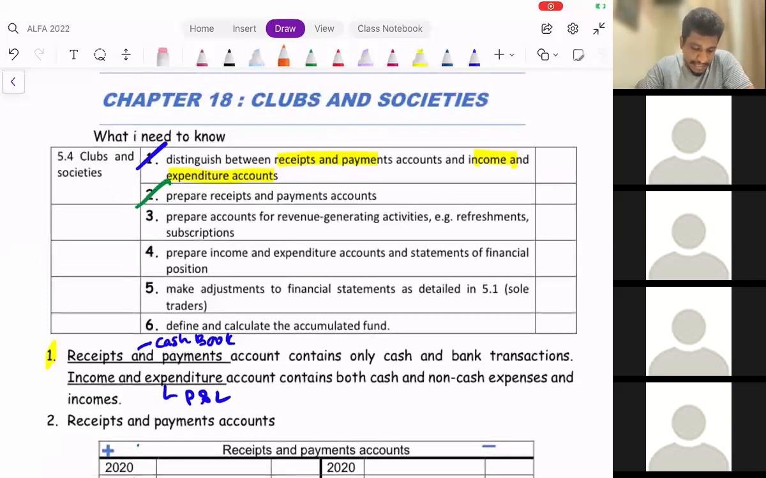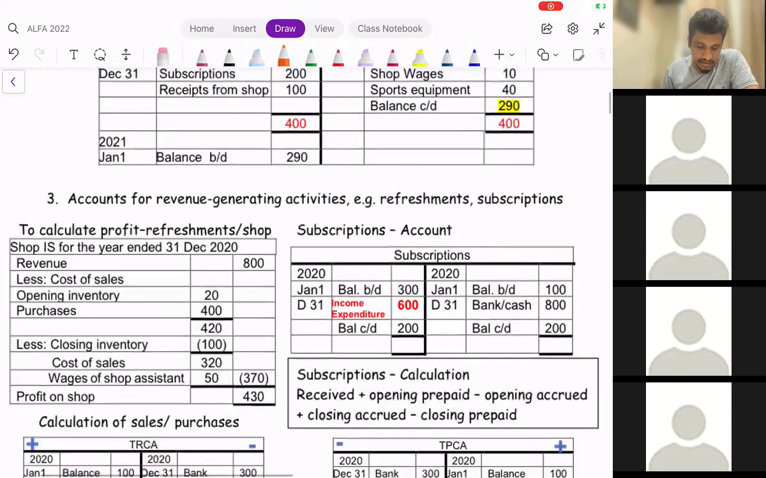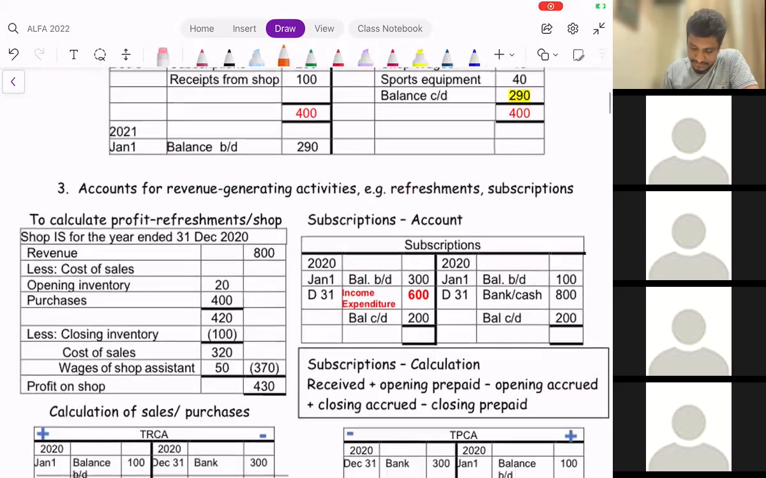Next, you need to know how to prepare revenue generating activities, such as refreshment and subscription. Here I give you 3 things. First is how to calculate profit from refreshment or shop. You need to prepare a normal income statement.